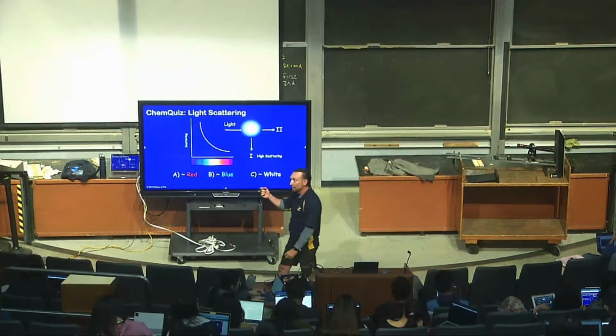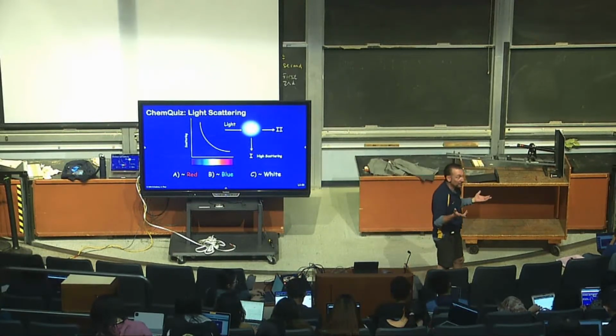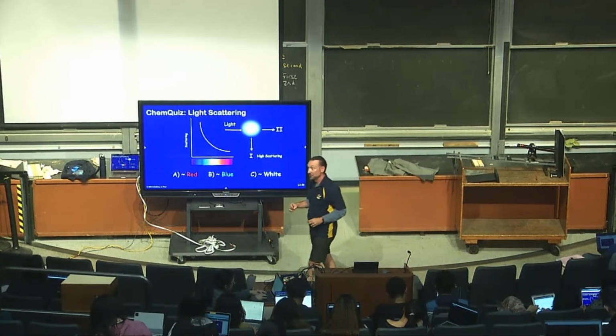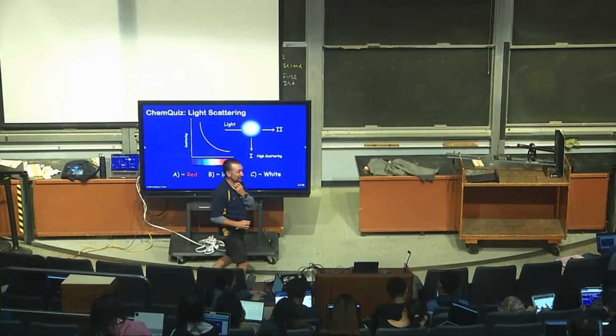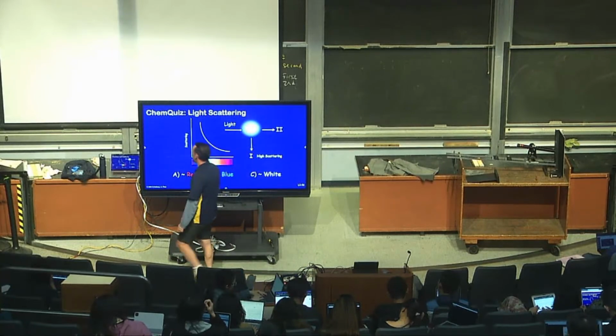And the more particles there are in the air, the redder it looks, because the particles are doing the scattering. So on smoky days, on hazy days, the sunsets are redder because the light is scattered.